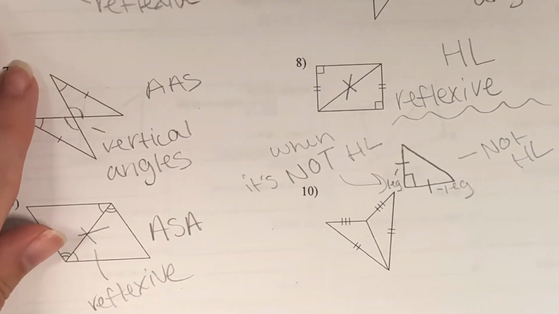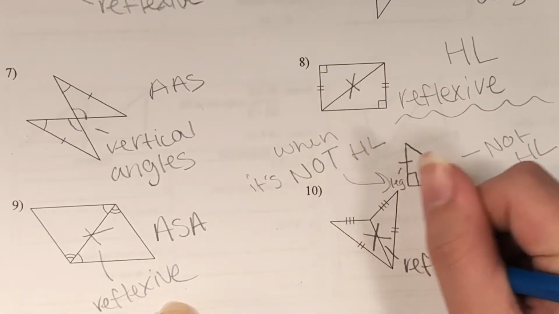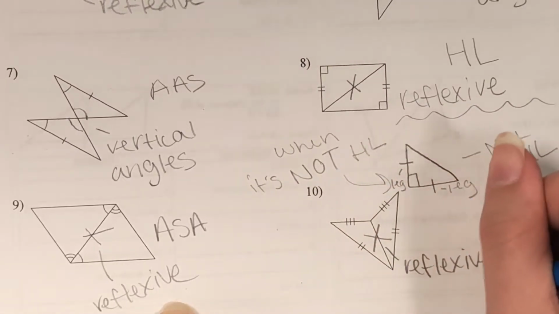In number 10, the reflexive property is missing. Once marked, we can prove that these triangles are congruent through the side side side congruence theorem.